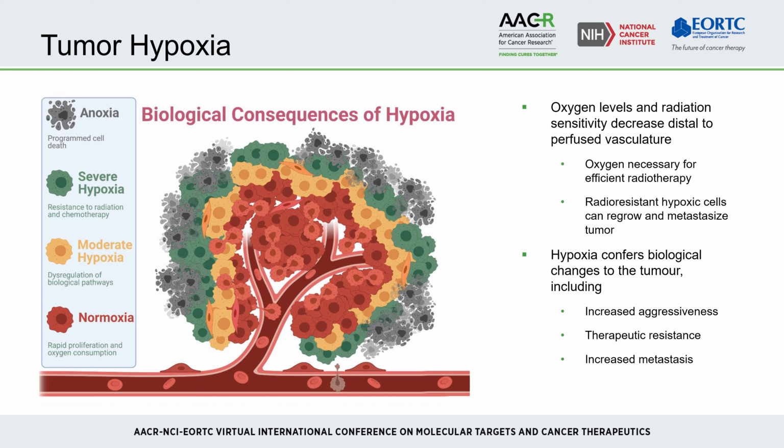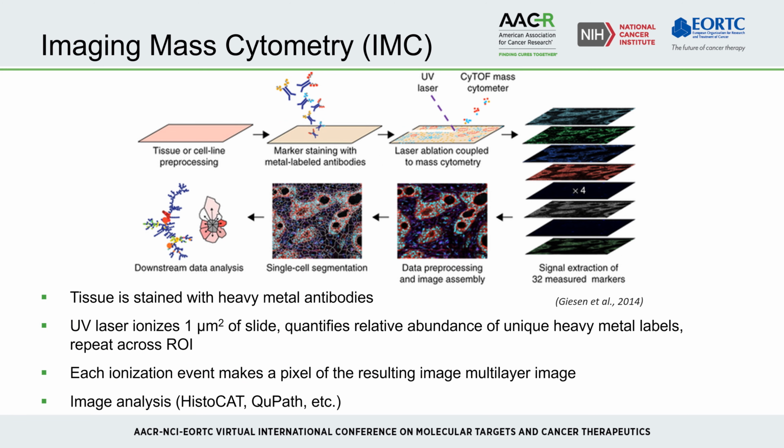Lower levels of hypoxia can also lead to biological changes such as increased aggressiveness, therapeutic resistance, and an overall poor patient prognosis. Having the ability to evaluate histological marker expression relative to hypoxia will pave the way for novel biomarker and therapeutic development. IMC is one such technology that can actually achieve this. Tissue sections are stained with heavy metal conjugated antibodies, which are then ablated and imaged using a CyTOF mass cytometer. This allows for highly multiplexed imaging without the limitations conferred by spectral overlap.